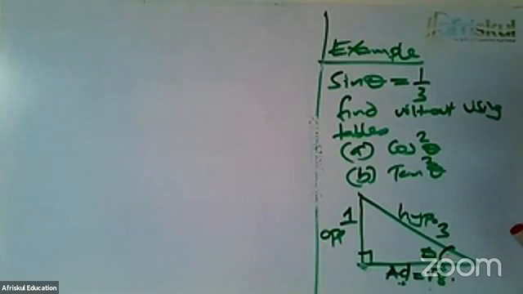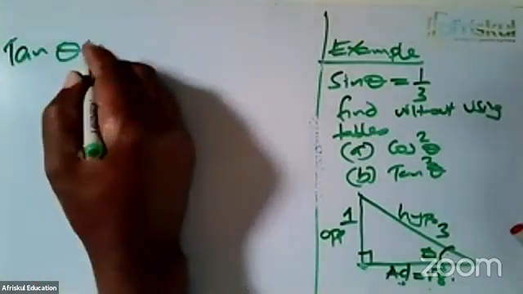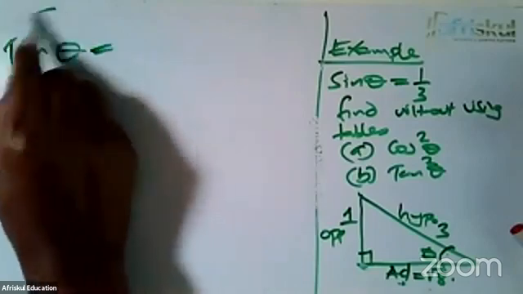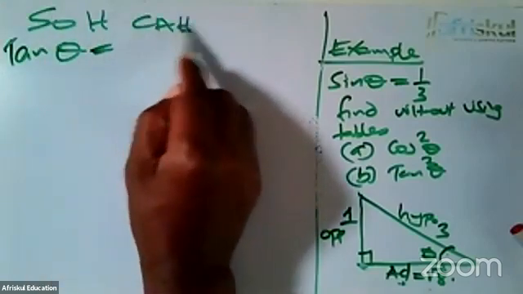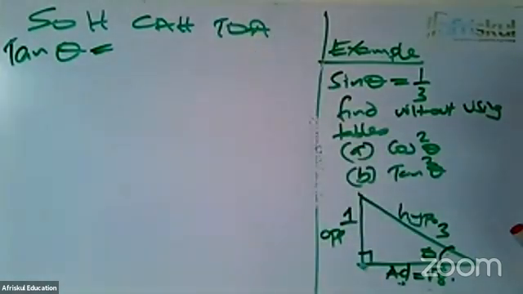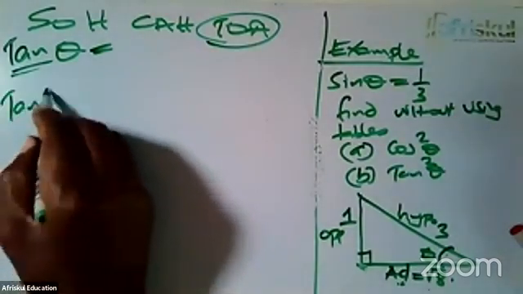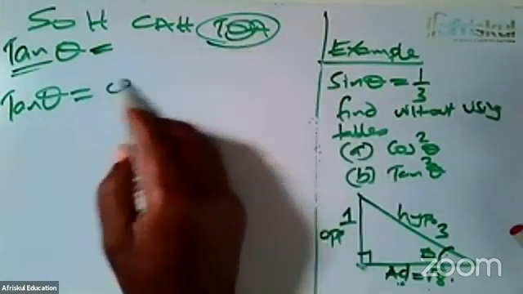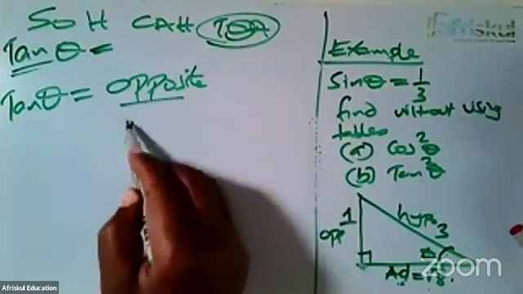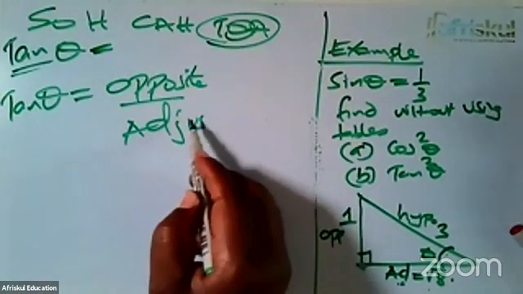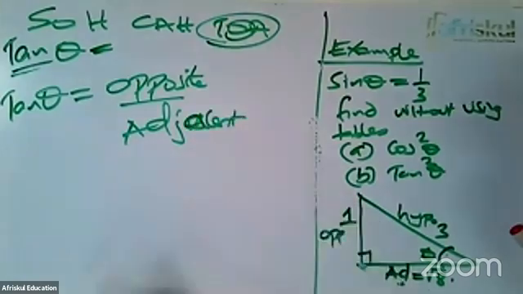Now, ladies and gentlemen, the last one, they want us to give them tan theta squared. First of all, for tan, remember the model is Sokatoa, like that. Because of tan theta, we are making use of this TOA. So our tan theta will be equal to the opposite all over the adjacent.